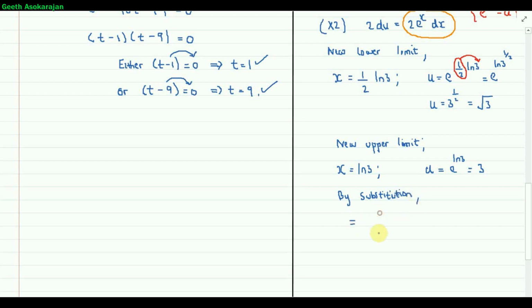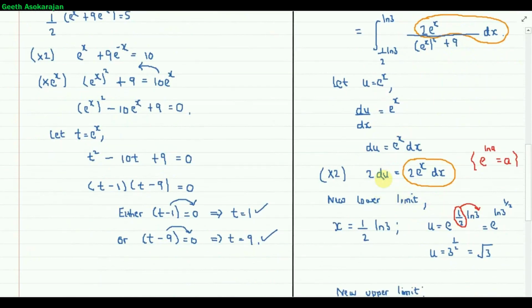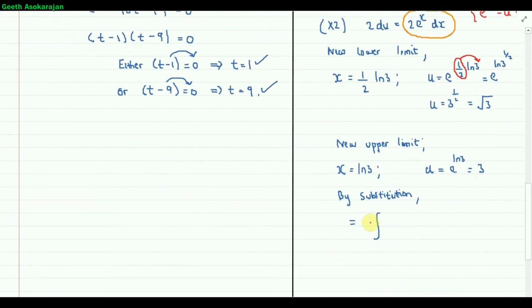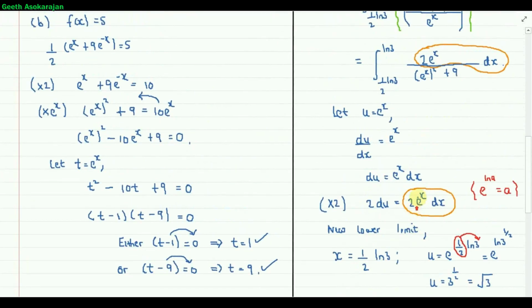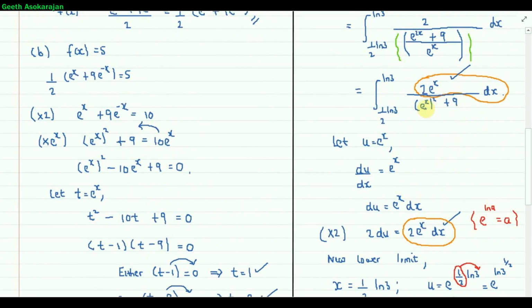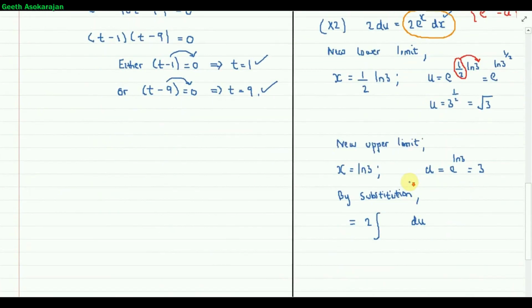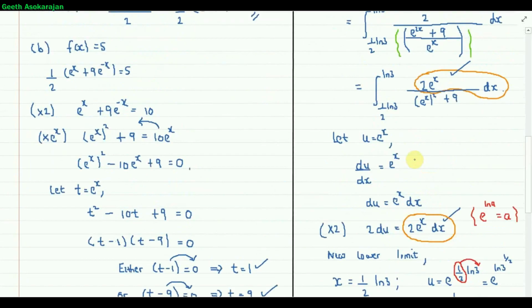So let's rewrite the integral. As discussed, 2e to the x dx is going to be replaced by 2 du. I'm going to keep the constant 2 outside and the du always goes inside. Let me check this term. This term has been replaced. As for the e to the x, we'll replace that by u. So we'll have u squared plus 9. So we'll have 1 over, let me be as neat as I can, 1 over u squared plus 9 in the denominator. And let's check that term.